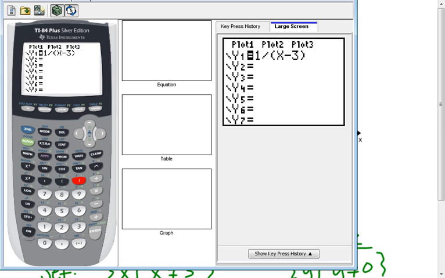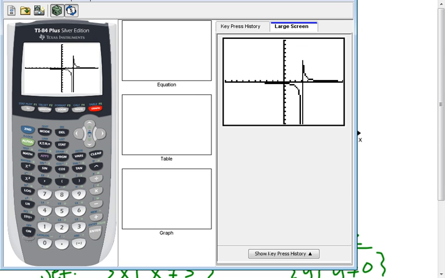Anyways, I put that rational function in and I hit graph, and this is what it looks like. You can see the vertical asymptote at x equals 3. It also looks like it has a horizontal asymptote at 0, but we're going to use our table to help us figure that out.